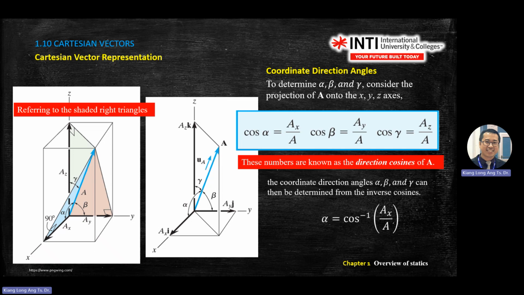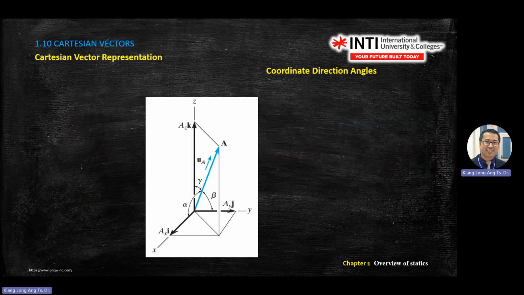Okay, so to find the alpha, you just inverse it. For example, alpha, you just inverse cos of AX divided by A. Apply the same for beta and gamma. Okay.